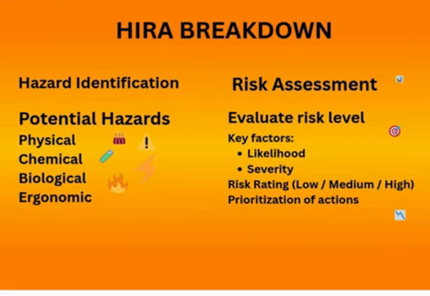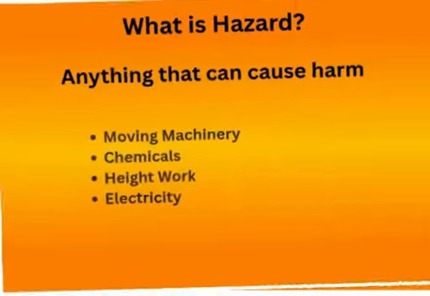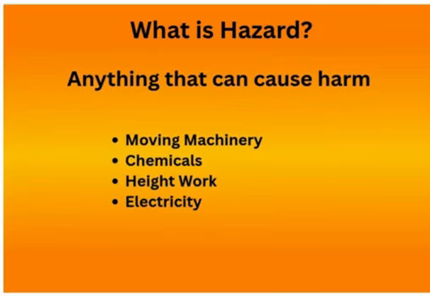The first part is hazard identification. A hazard is anything that has the potential to cause harm. This harm can be in the form of injury to people, damage to property, or even environmental damage. Hazards are present in almost every workplace, but the key is to recognize them before they cause any incident.